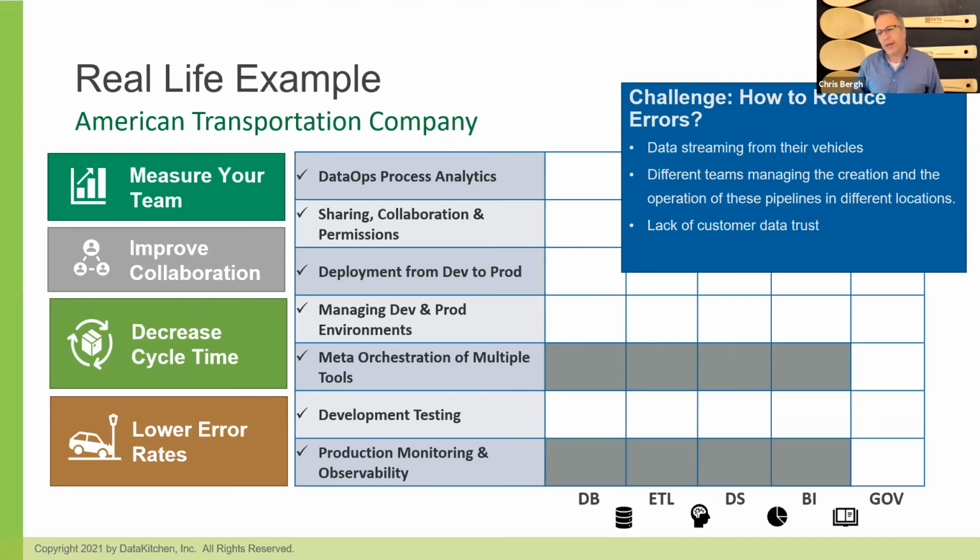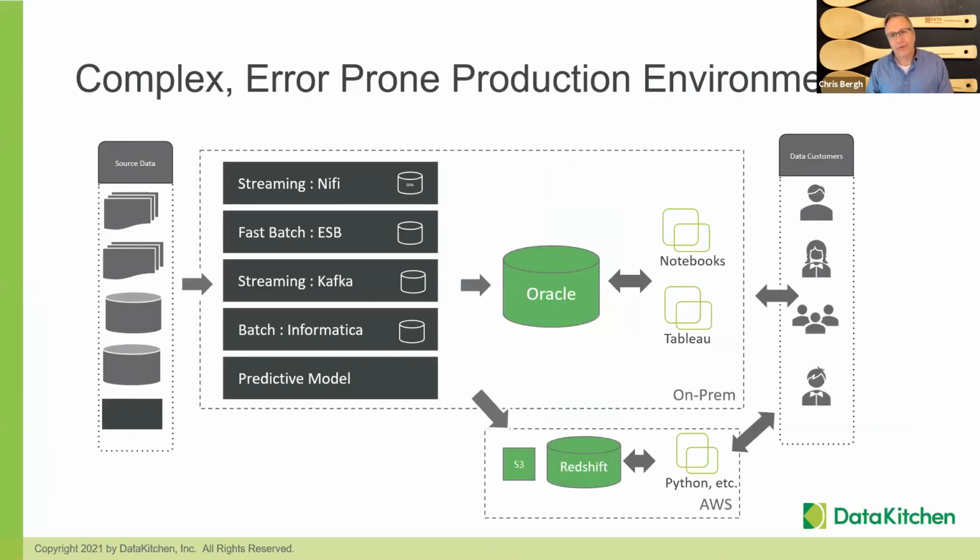Here's one case where a customer has data coming from vehicles and going through a complex infrastructure. They had too many of these Friday afternoon long phone calls with 24 people finger pointing about problems. Nobody wants that to happen. It takes a lot of time, ruins people's weekends, and creates a lot of stress. They had a very cool infrastructure, a couple of ways to stream data in, batch things from systems like SAP, and models that ran. They had an Oracle data warehouse, notebooks and Tableau sitting on top, and the data customers on the right. And of course, they're moving to the cloud like everyone else.